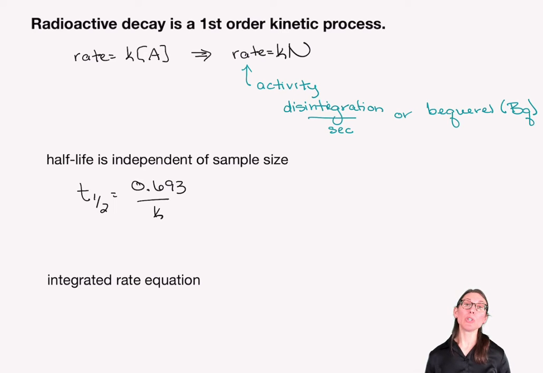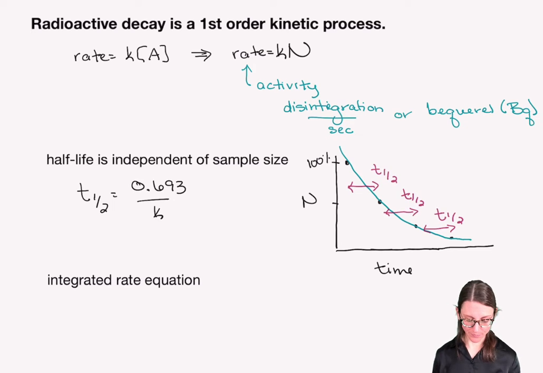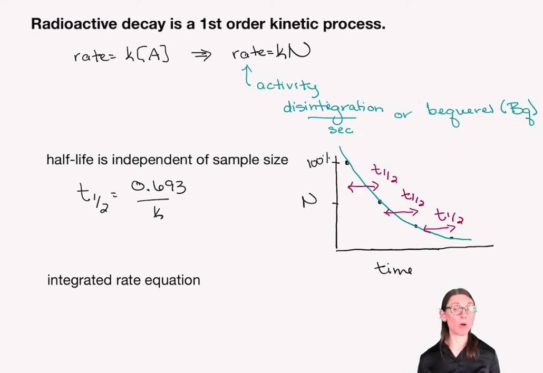Also remember that when you graph how the number of particles changes over time, you get a characteristic curve where the amount of time it takes to decrease the number of particles by half is constant. Remember to be on the lookout for that particular curve as a signal that you have a first-order process.